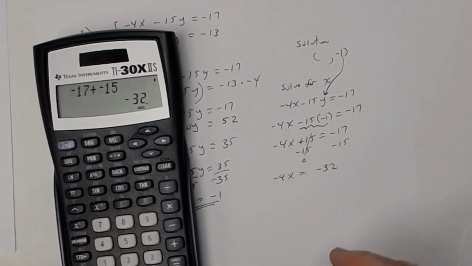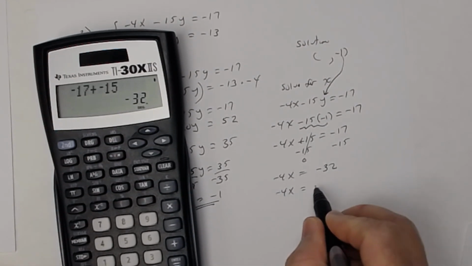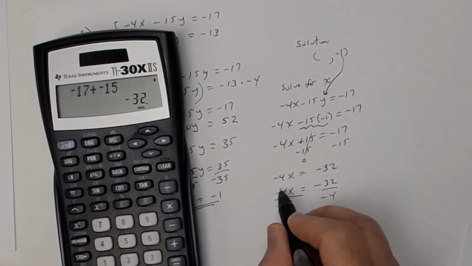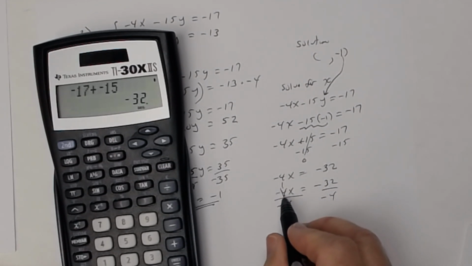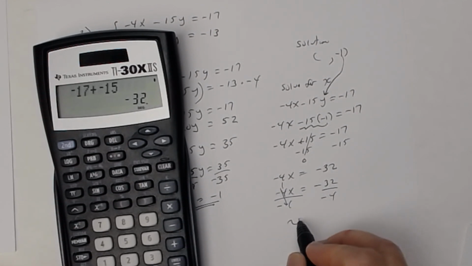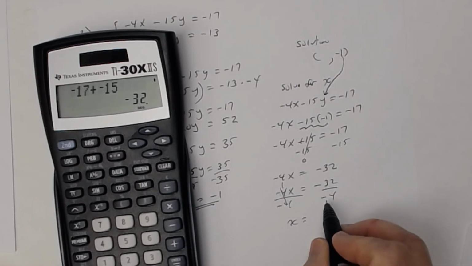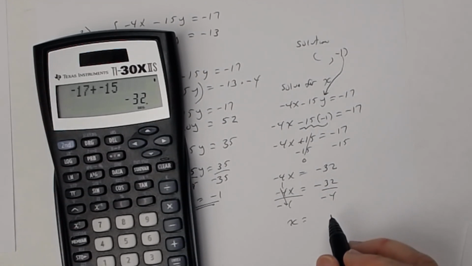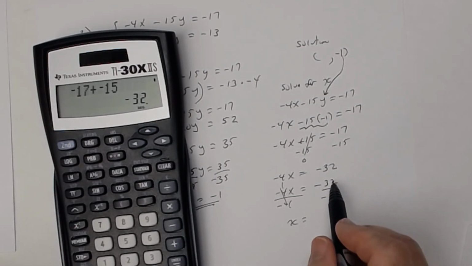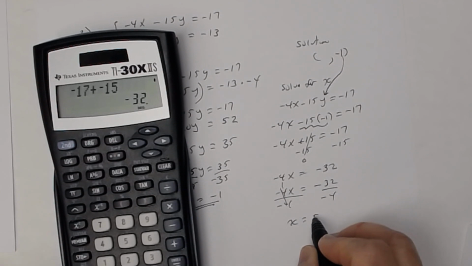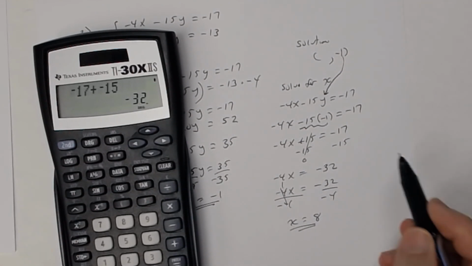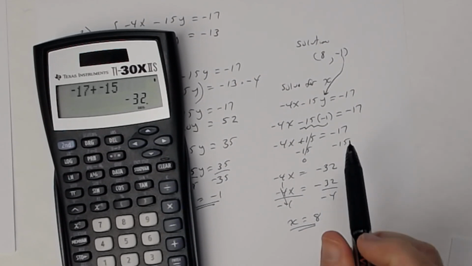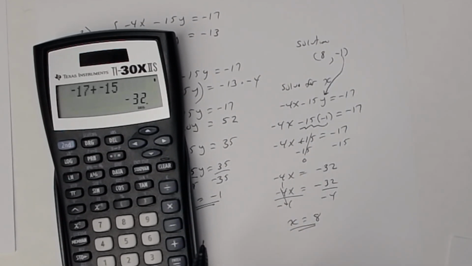And then to get x by itself, let me just go ahead and rewrite this over. To get x by itself, we're going to divide both sides by negative 4. And the negative 4 divided by negative 4 is 1. 1 times x is x equals. And a negative divided by a negative is a positive, right? So remember, make sure you use all your mathematical knowledge. 32 divided by 4 is 8. So there's my x coordinate. So the solution is x equals 8, y equals negative 1. So when x is 8, y is negative 1.